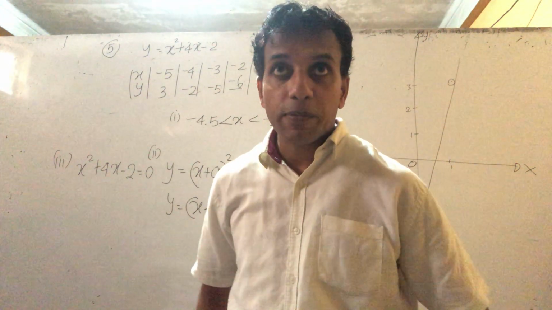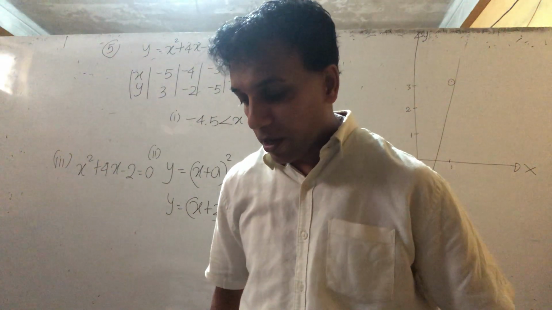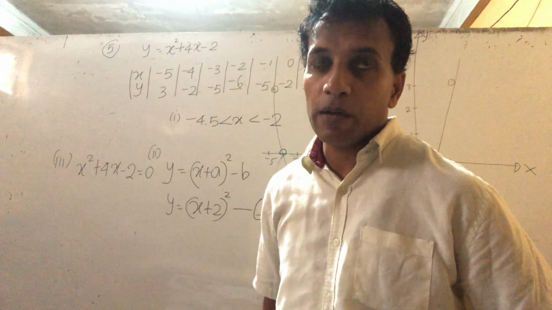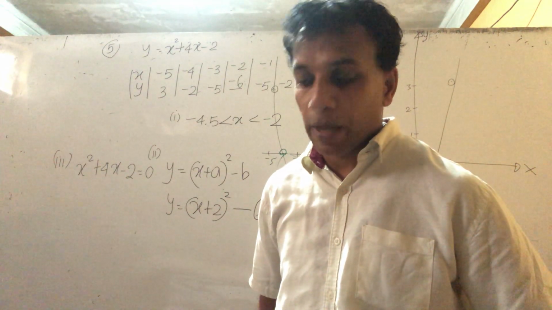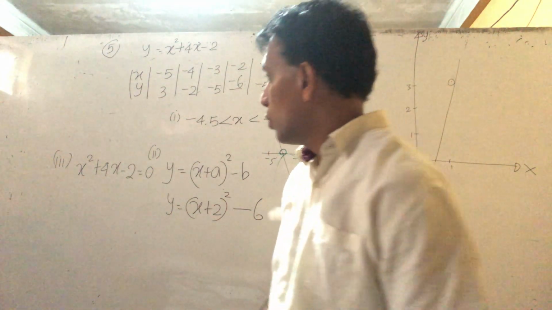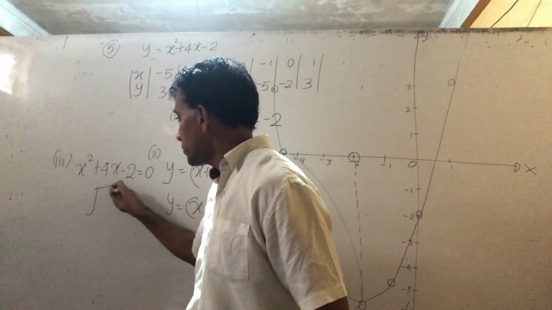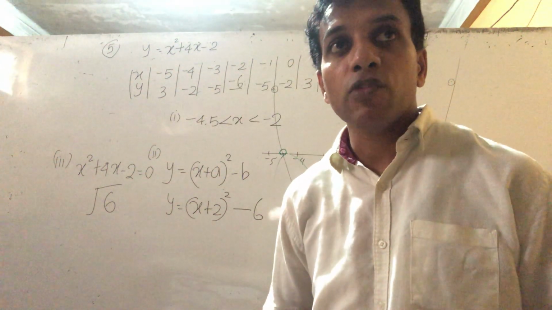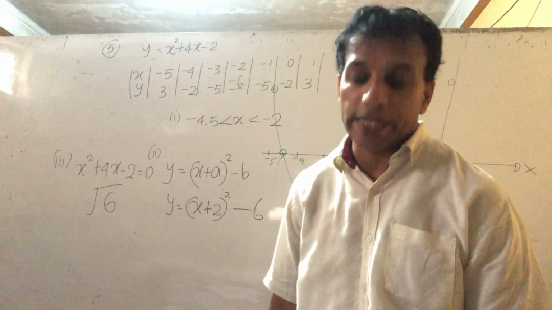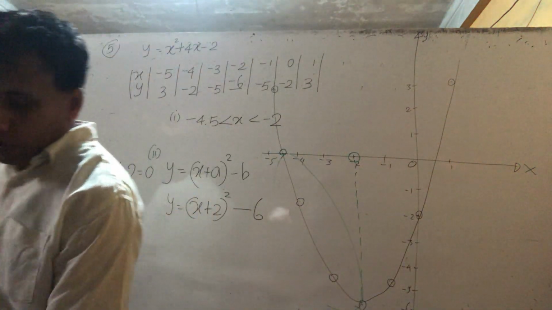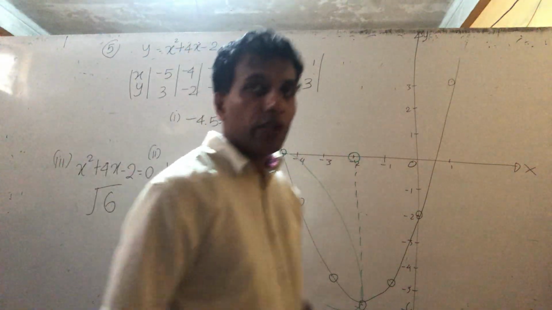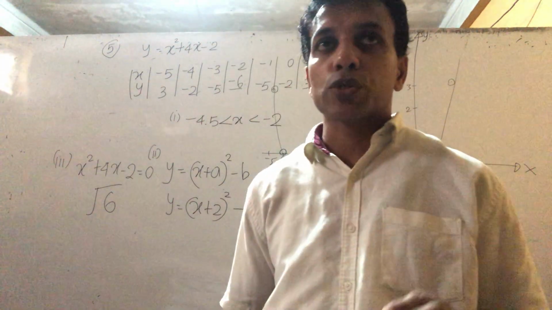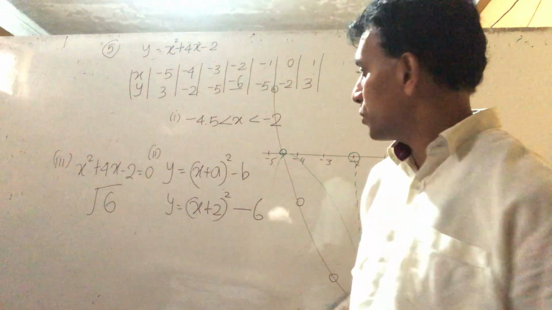And thereby find an approximate value for square root 6. As I mentioned in one of the previous videos, finding a square root is also an important part of the graph question.